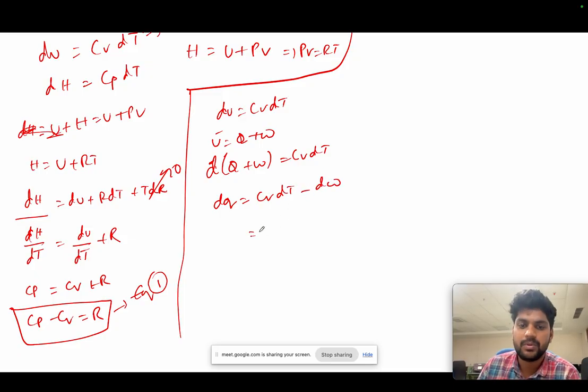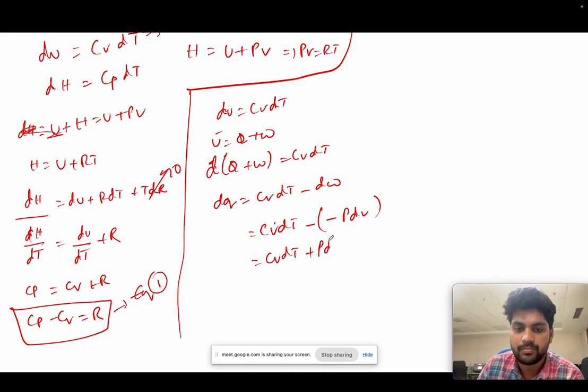So we know that dw is nothing but the work, which is minus p dv. So dq equals Cv dt plus p dv.